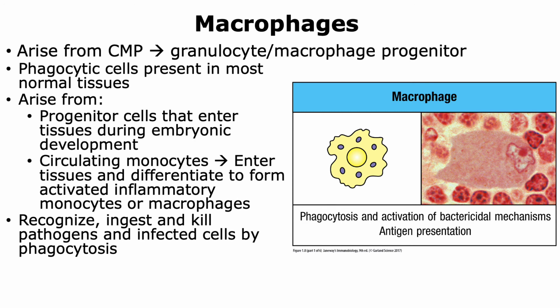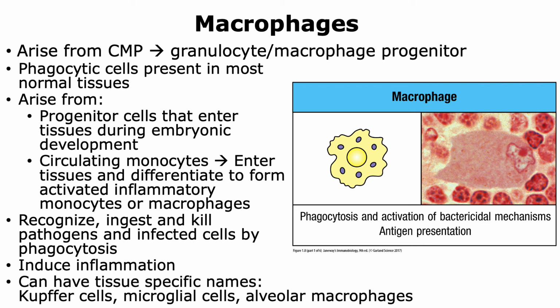Now macrophages are able to kill pathogens by ingesting them through phagocytosis. Not only do they kill pathogens, but macrophages can also kill infected host cells, also through the process of phagocytosis. Macrophages can also induce inflammation by making molecules that promote the process of inflammation.